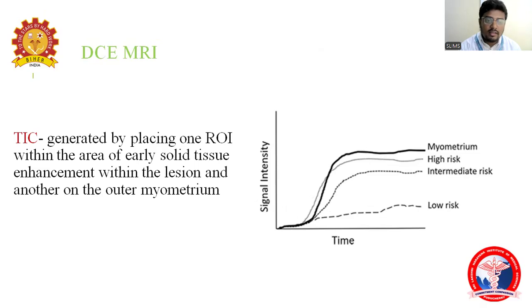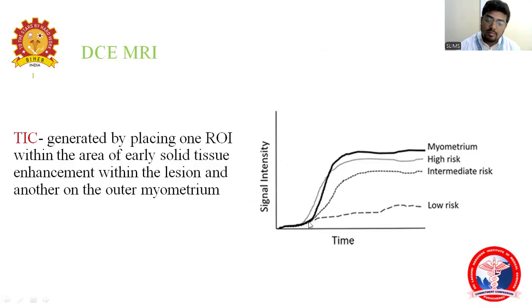DCE-MRI. DCE-MRI is dynamic contrast enhanced MRI. DC is the time intensity curve, which is generated by placing one ROI within the area of early solid tissue enhancement within the lesion and another on the outer myometrium. And this is the signal intensity curve. X-axis is the time and Y-axis is the signal intensity.